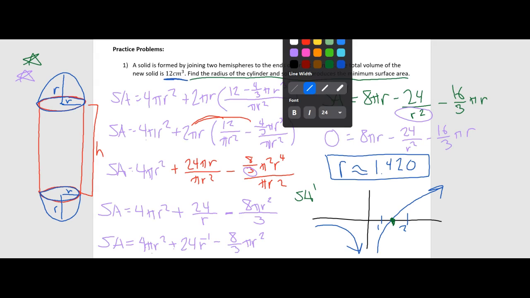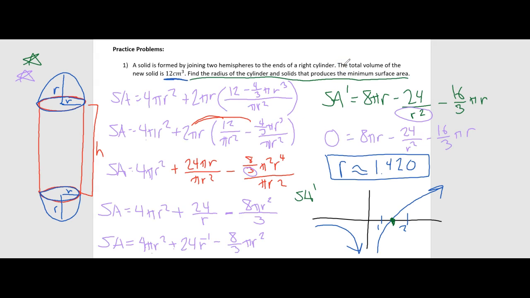The only thing we need to do to finish off this problem is make sure we include our units, so we know that this radius is in centimeters. And that's all we need to do, right? We don't have to find the actual minimum surface area, we just have to find the radius that will produce a minimum surface area. A lot of moving parts in these problems.